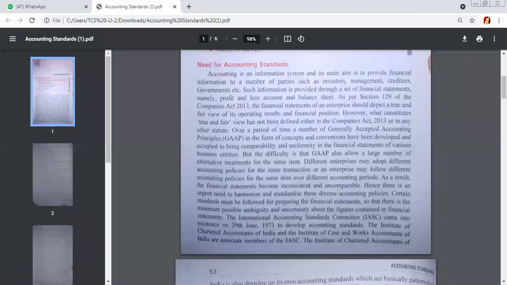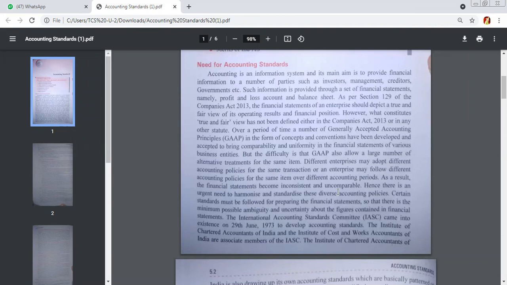Accounting is an information system and its main aim is to provide financial information to a number of parties. Yes, no doubt, there are so many parties who are interested in the business or enterprise's accounting. These are internal users as well as external users, like the investors, management, creditors, government, etc. Such information is provided through a set of financial statements, namely the profit and loss account and balance sheet. As per Section 129 of the Companies Act 2013, the financial statements of an enterprise should depict a true and fair view of its operating results and financial position as well.